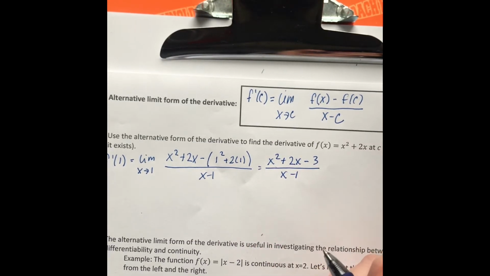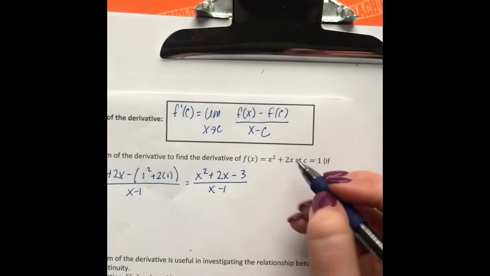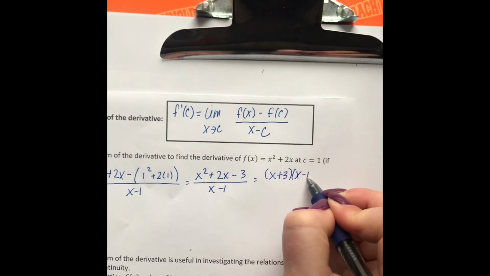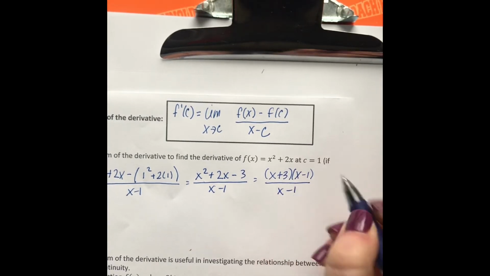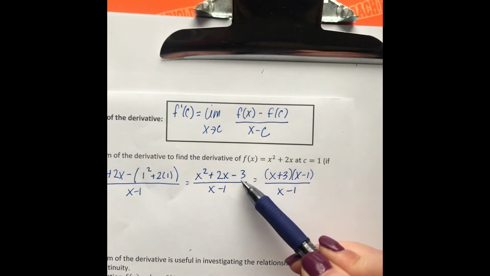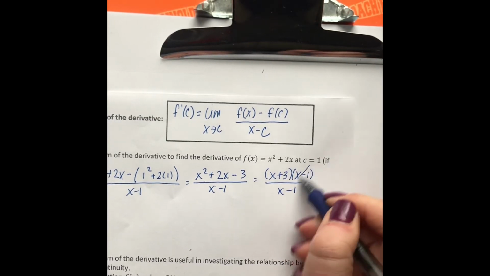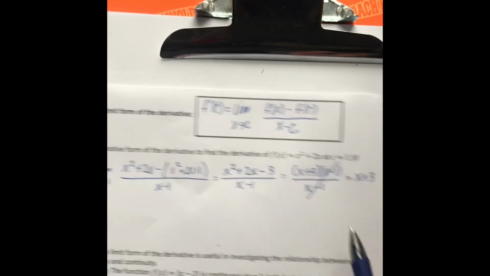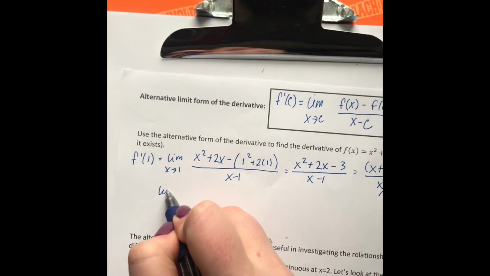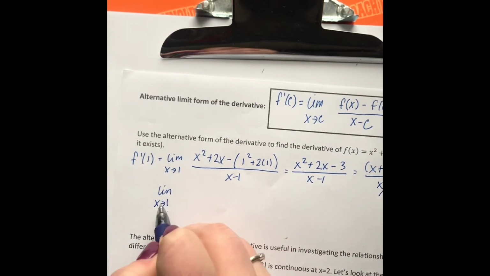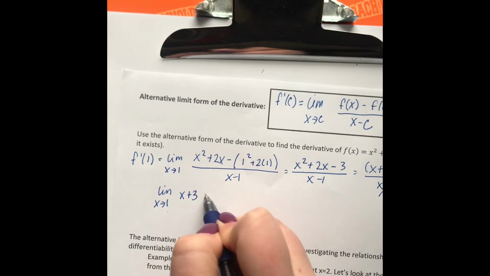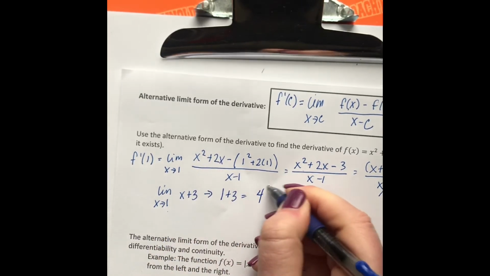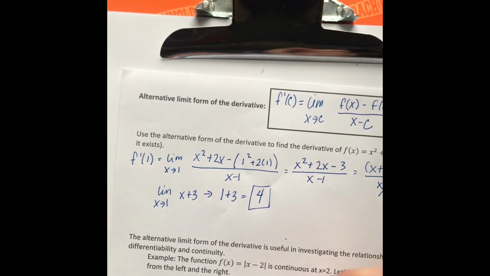Because the top is a quadratic, we can factor that out. It factors to x plus 3, x minus 1 over x minus 1, because what multiplies to -3 and adds up to 2. This now cancels, and we're left with x plus 3. But now we're really finding the limit as x approaches 1 of x plus 3. So when we do direct substitution, we get 1 plus 3, and our answer is 4.